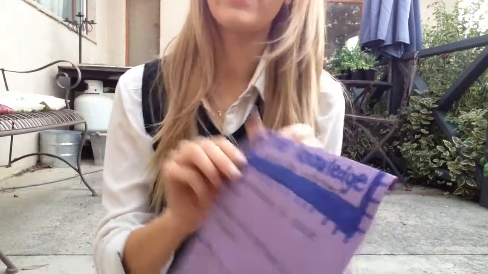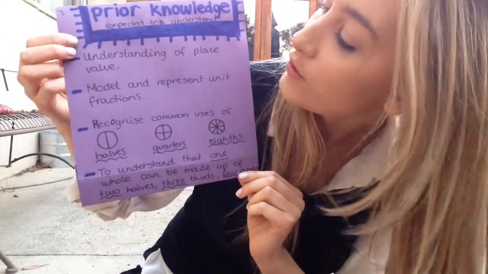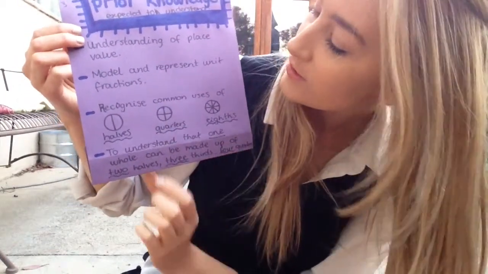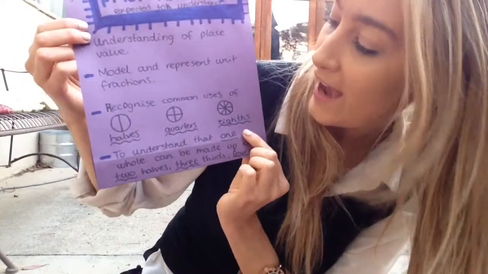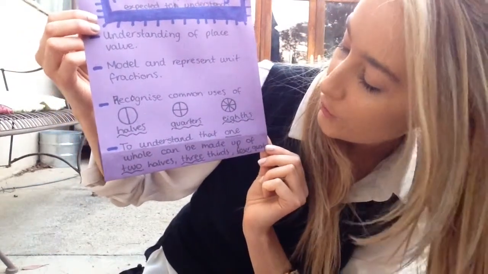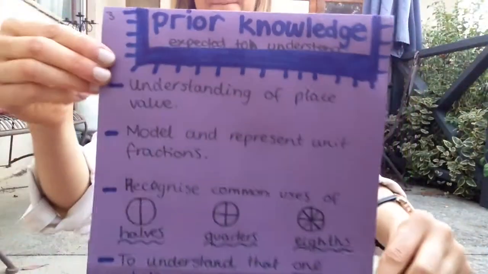The prior knowledge that is expected of these students is an understanding of place value, model and represent unit fractions, recognise common uses of halves, quarters and eighths, and the ability to understand one whole can be made up of 2 halves, 3 thirds or 4 quarters.